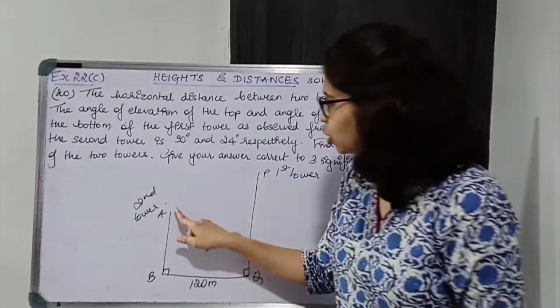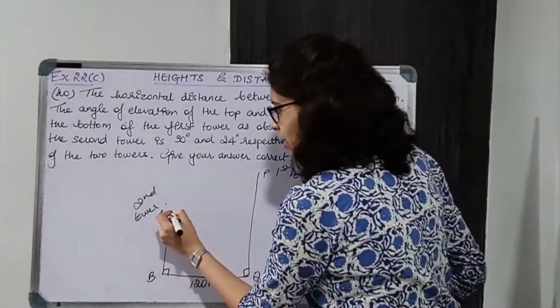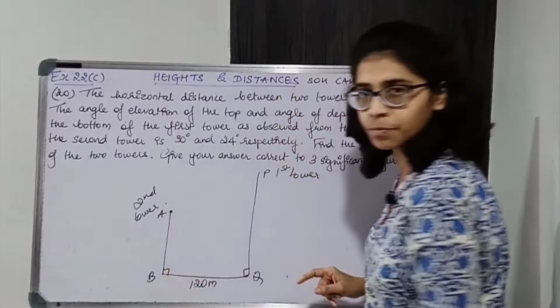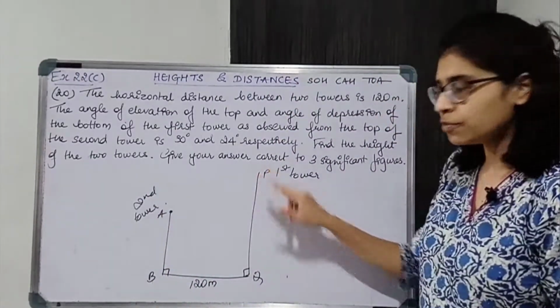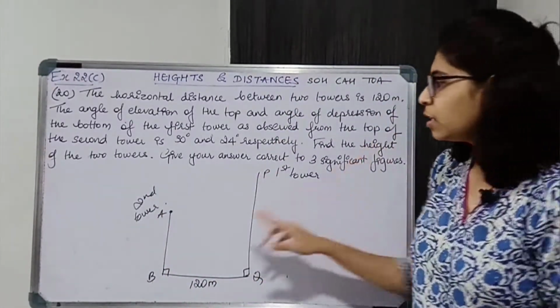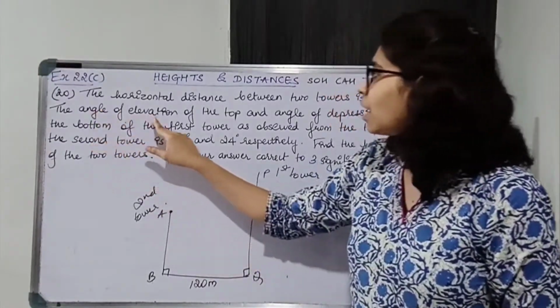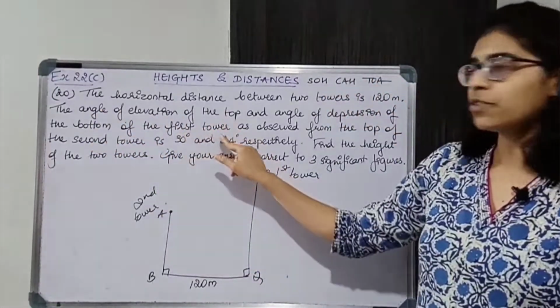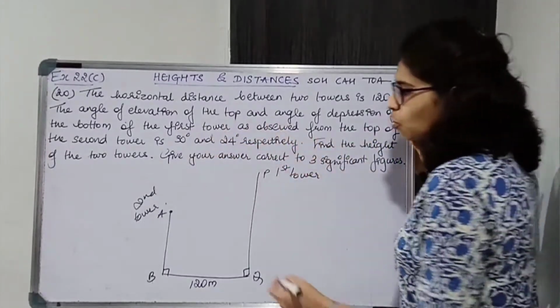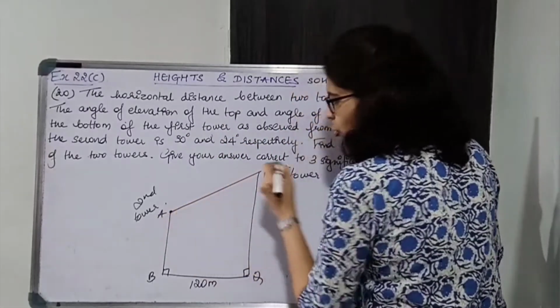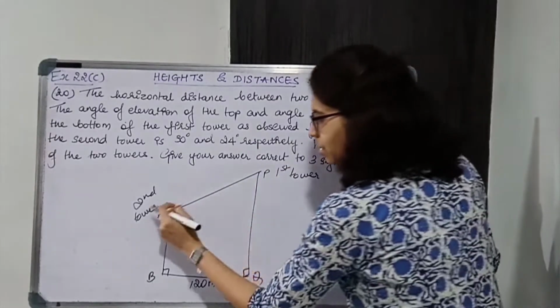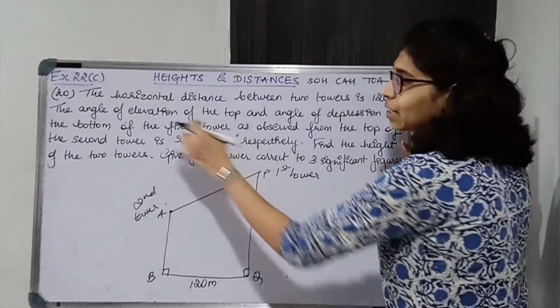Because we are going to the top of the second tower. A is the top of the second tower, B is the bottom, and P is the top of the first tower and Q is the bottom. So from this point A we are looking at the angle of elevation of the top of the first tower. So we are looking at the top. So this is the line of sight and the angle of elevation is given.